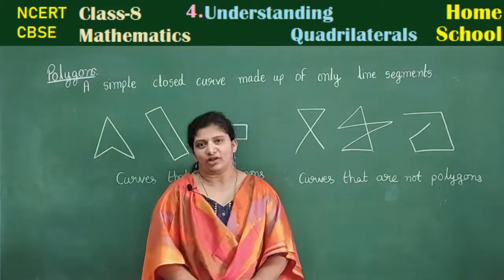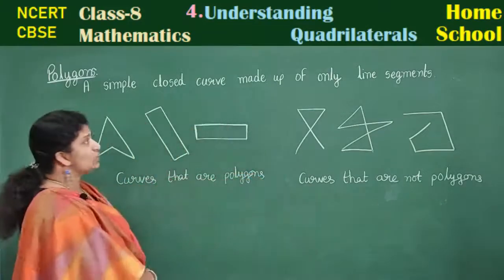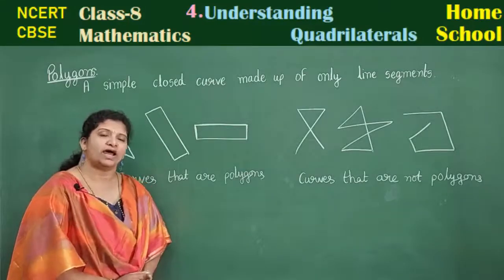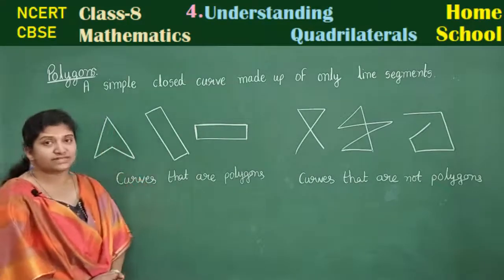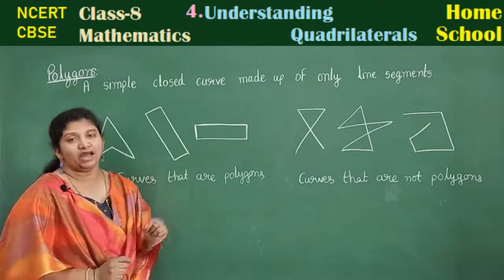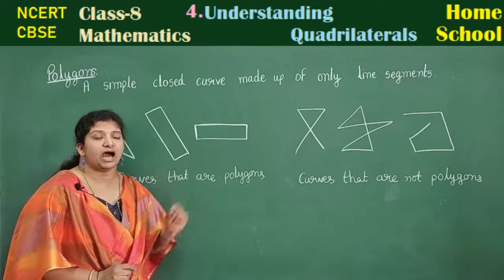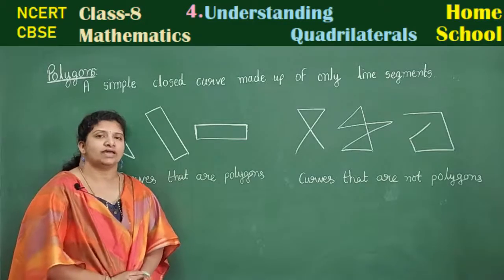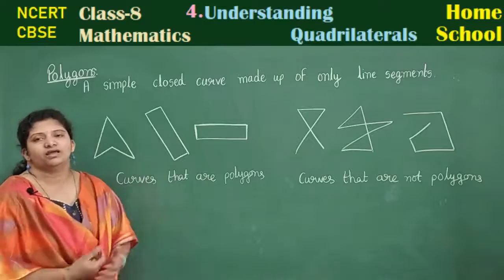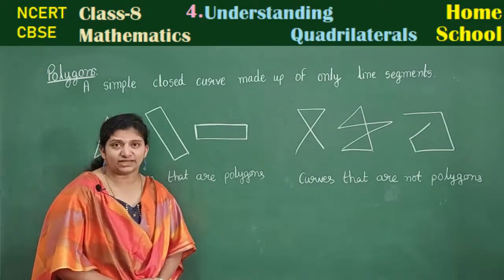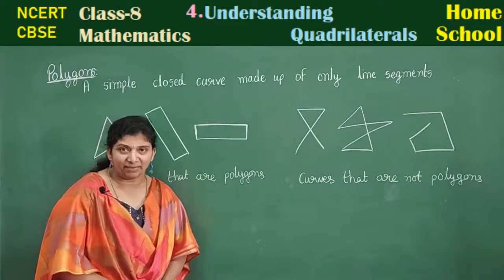Polygons. What are polygons? A simple closed curve made up of only line segments is called a polygon. It is a simple closed curve and these simple curves are made up of line segments. Then only we call them polygons. A polygon is a closed curve made up of line segments.